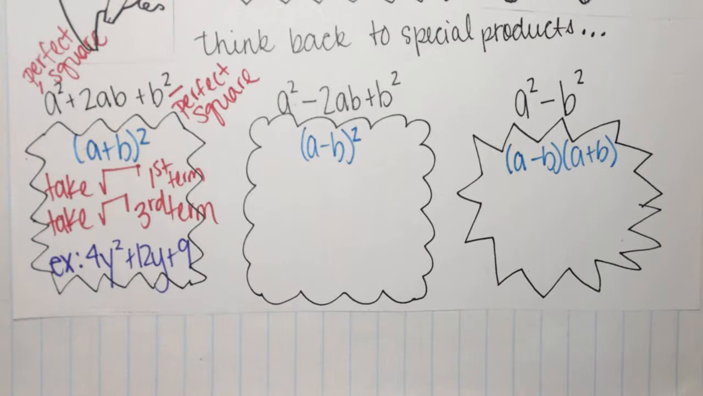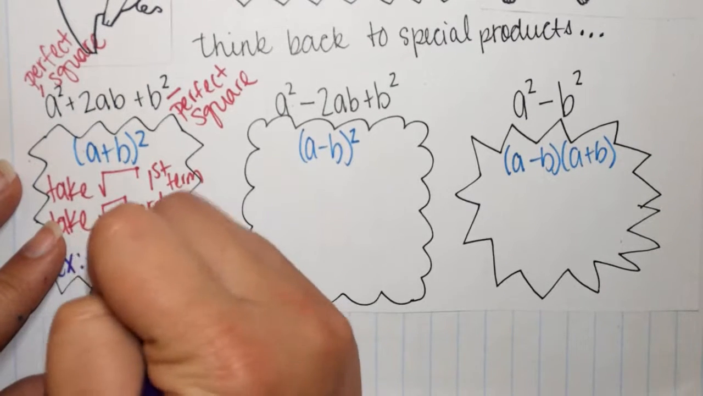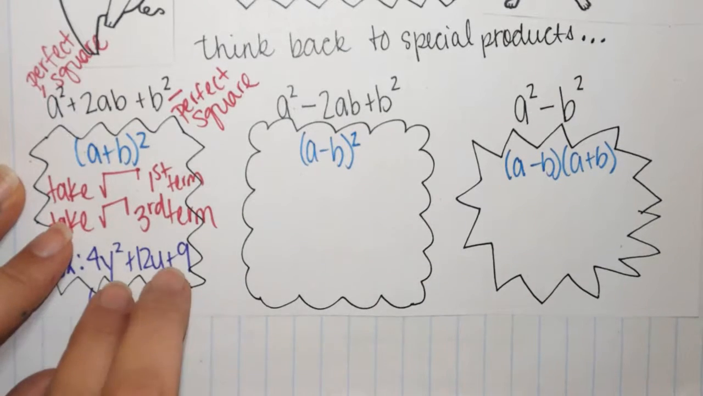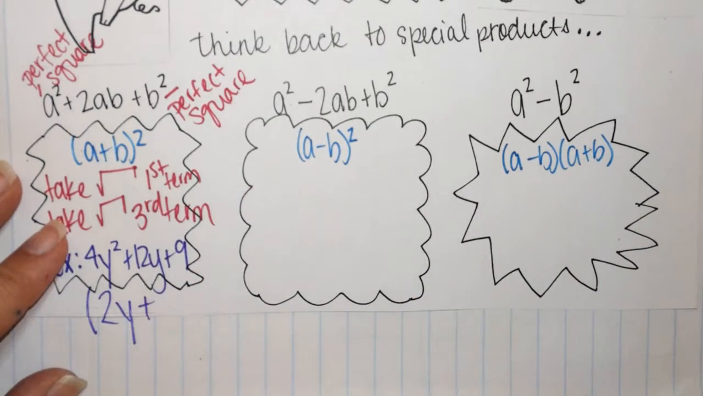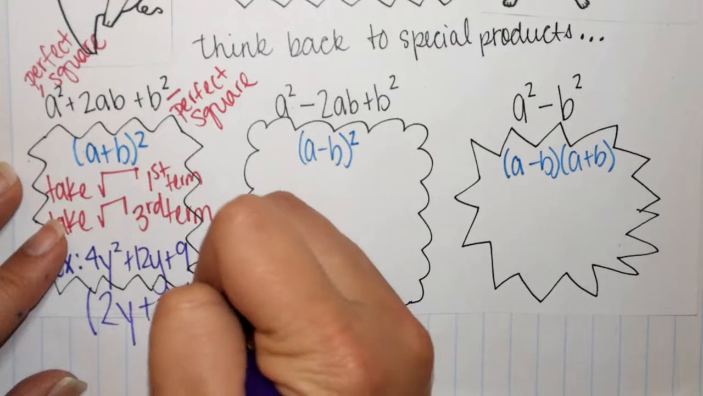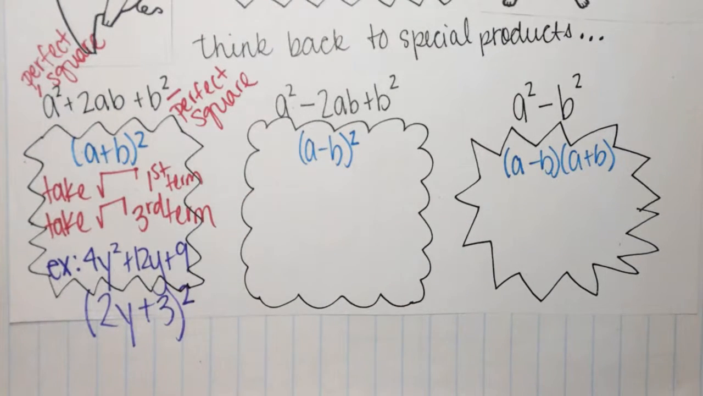What's the square root of 4y squared? 2y. Okay. So, you would have 2y. Do we have both pluses here? Yes. So, it's a plus. And what's the square root of 9? 3. And then you put a square on it and you're done. That's it. That's all you do.